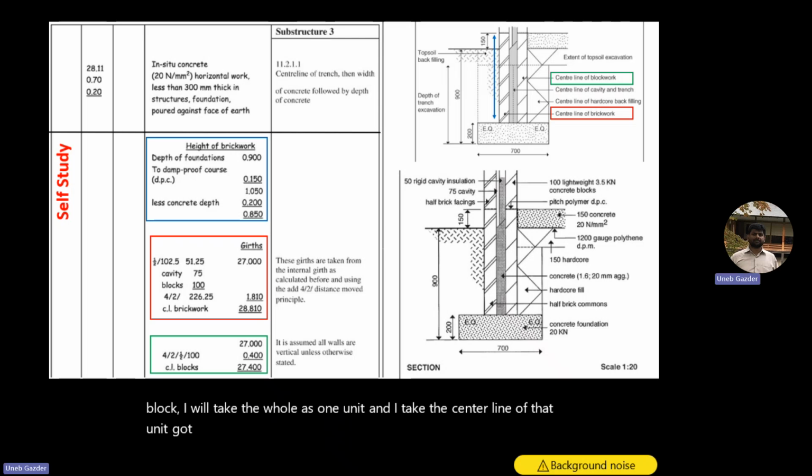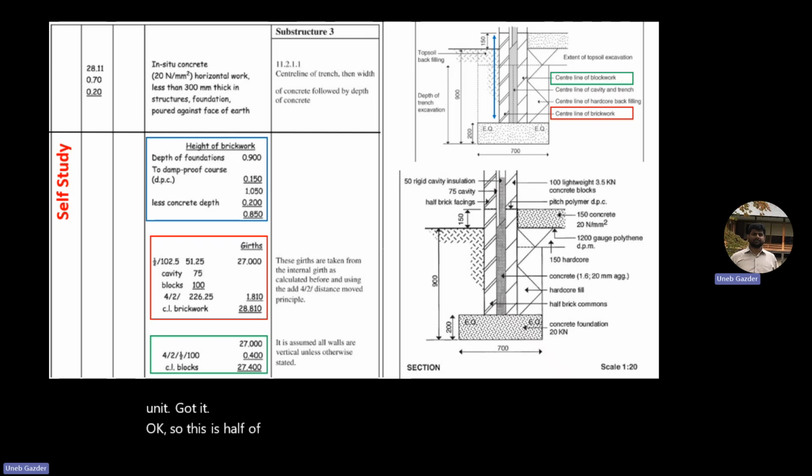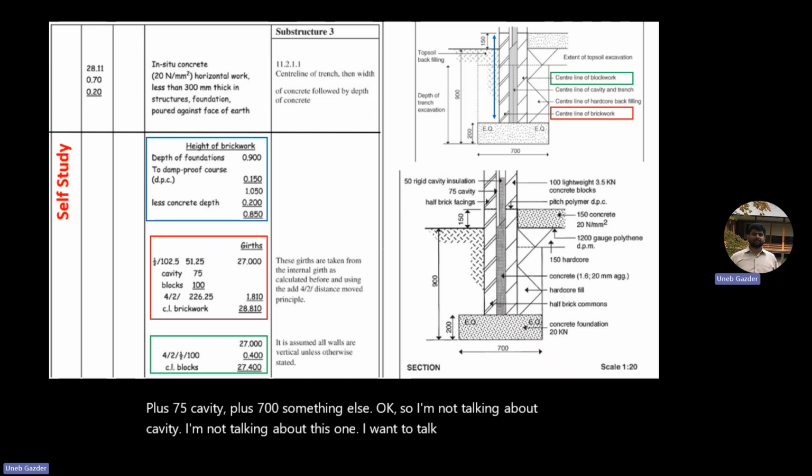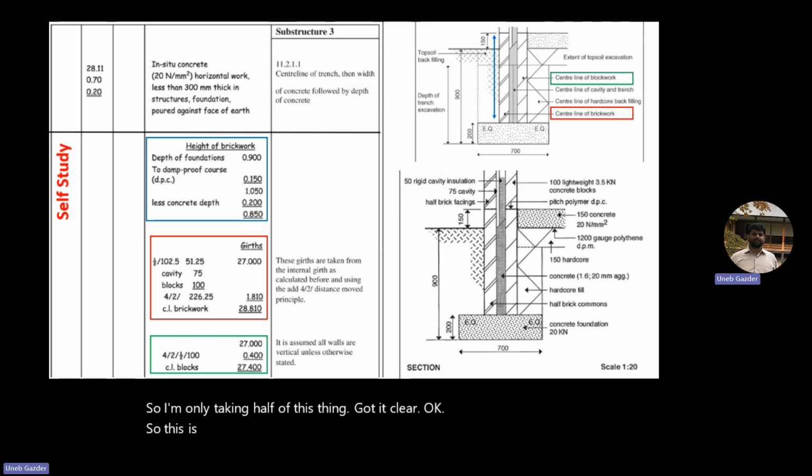Got it? Okay. So this is half of the width of this face. This face is total 102.5 plus 75 cavity plus 700 something else. So I'm not talking about the cavity. I'm only talking about this one. So I'm only taking half of this. Got it? Clear? So this is half of the width of the brick only, which is this much.